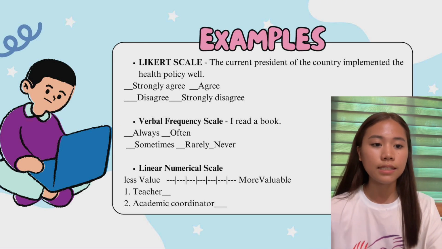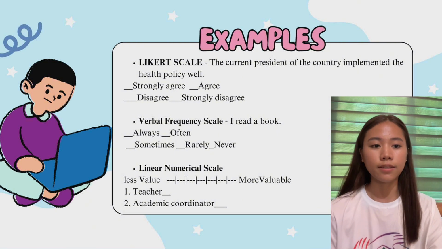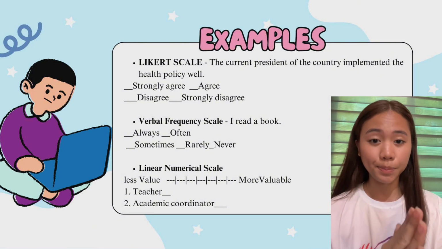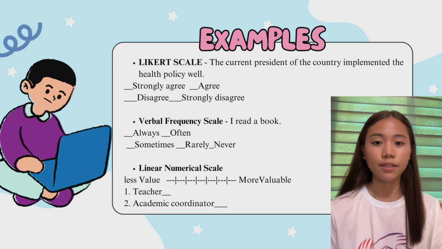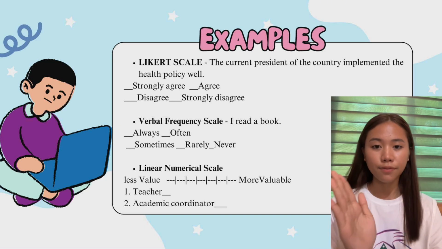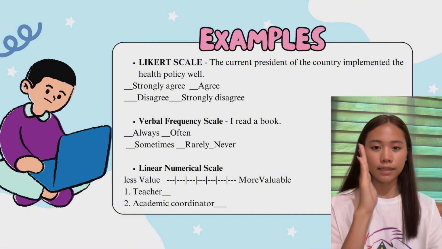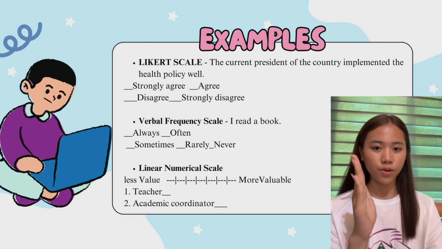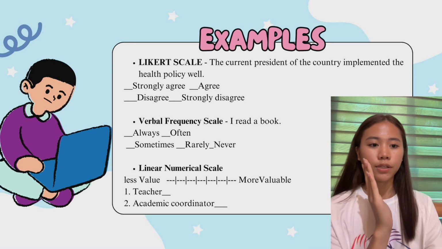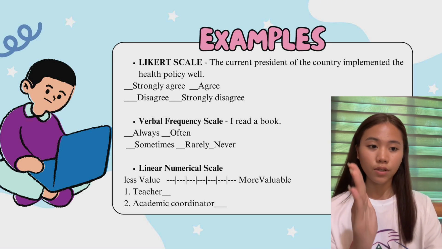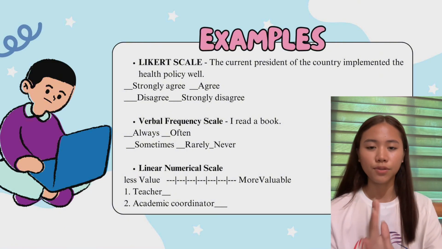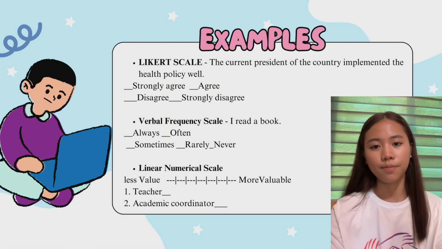And so next is the linear numerical scales. As we speak about numerical, we will think about numbers, right? So this would be like this: less value and more value. Like less value is like 0 to 5. It goes like the teacher is less value or more value, and the academic coordinator is less value or more value. You choose which of them.